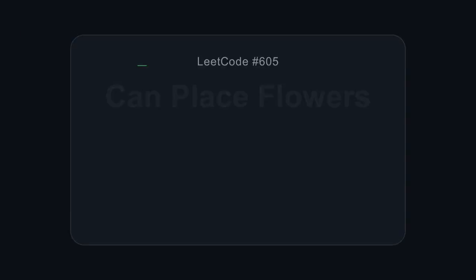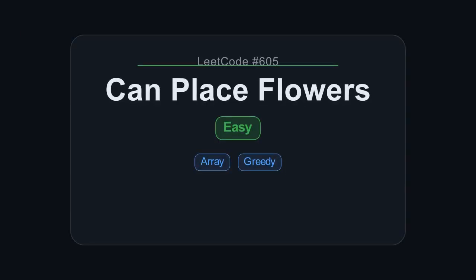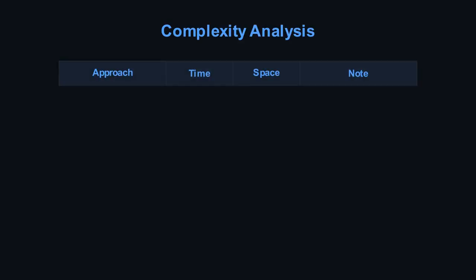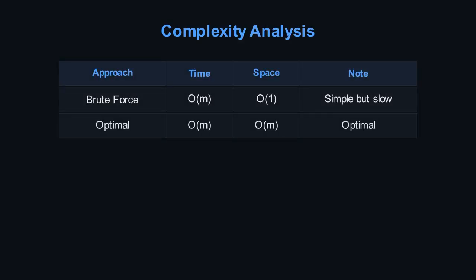You'll recognize this pattern whenever you have a linear constraint that depends on neighbors. Just pad the structure and look for 3 0 windows. The algorithm runs in O(M) time, scanning the array once, and uses O(M) extra space for the padded copy.